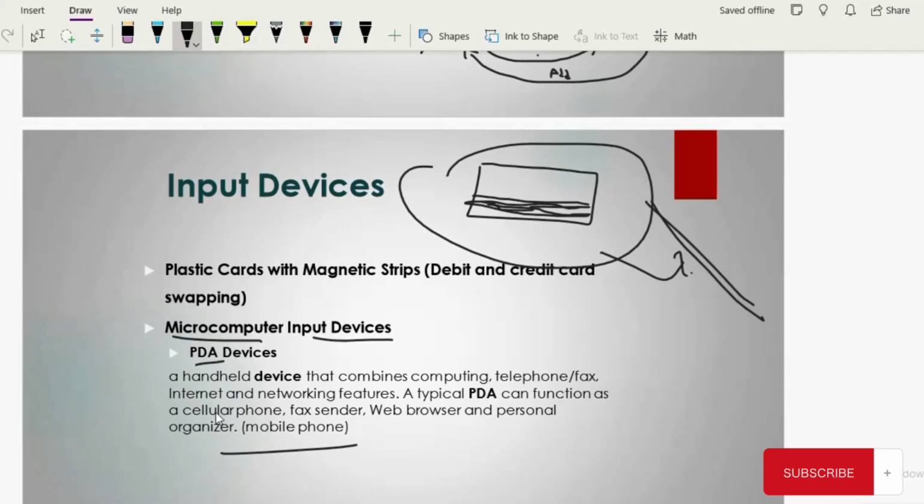What does this PDA do? It helps us in doing calculations, computing, faxing, or using the internet. It has networking features. So PDA means personal data assistant, which is personal for you. It's not a public device. So the most common examples of a PDA are your mobile phones, tablets, iPads.